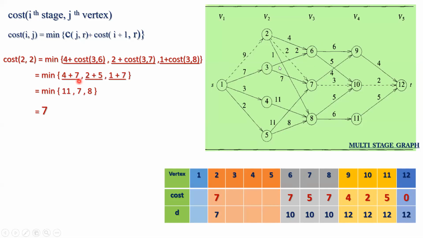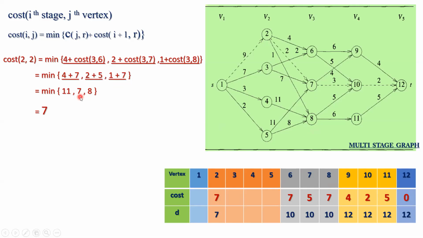Next option, from 2 to 7 it is 2. Then cost of 7, you can refer to the table, it is 5. So 2 plus 5. Then node number 2 to 8, what is the cost? Here it is 1. 1 plus cost of 8. What is the cost of 8? As per the table, it is 7. So 1 plus 7. So 11, 7, 8. Which is the minimum? 7 is the minimum.